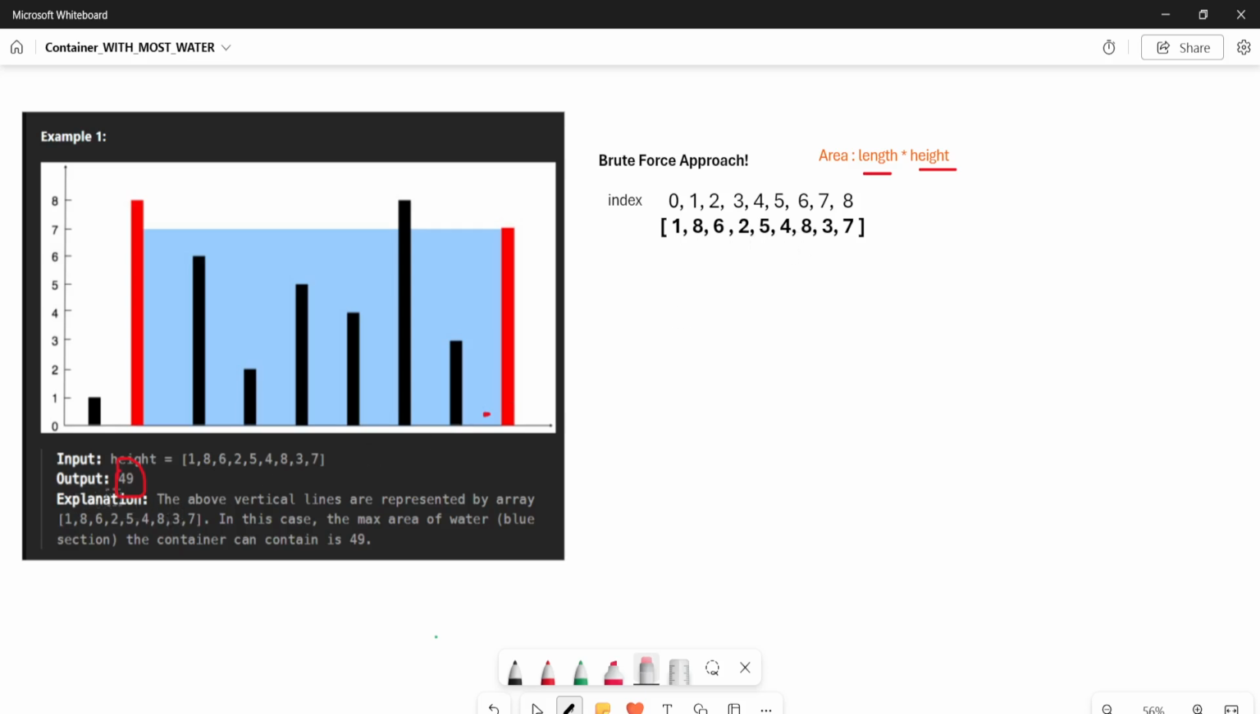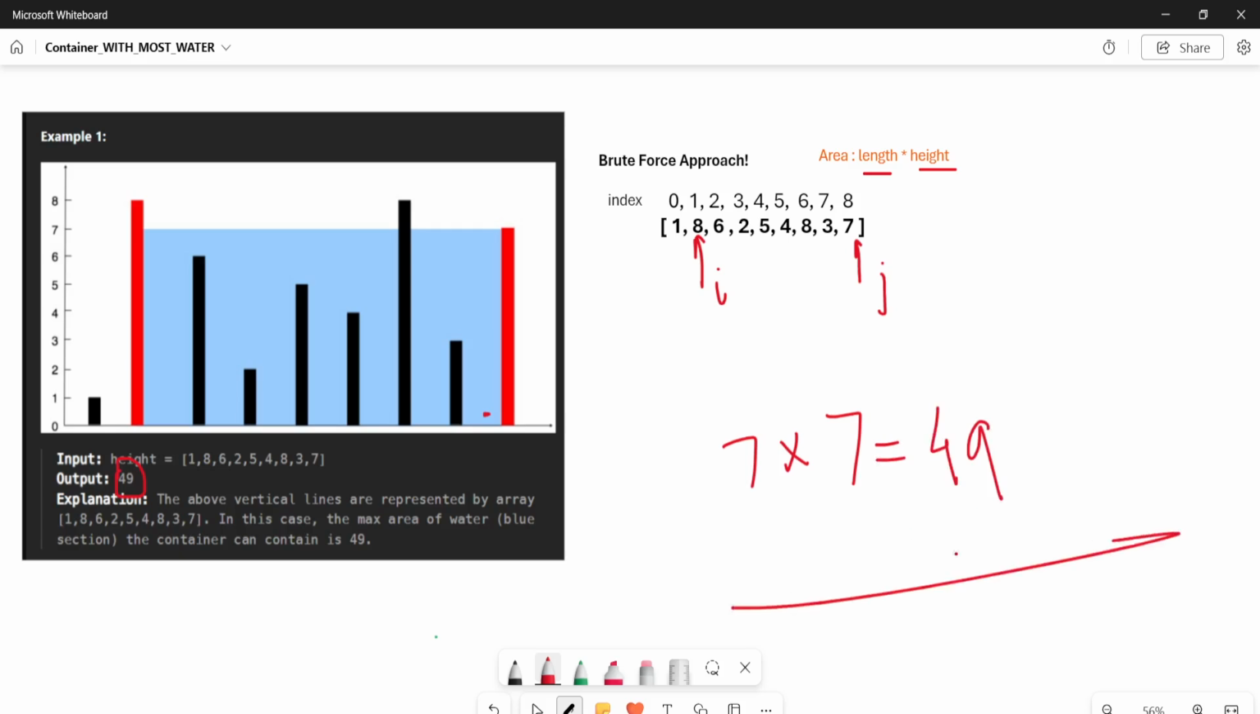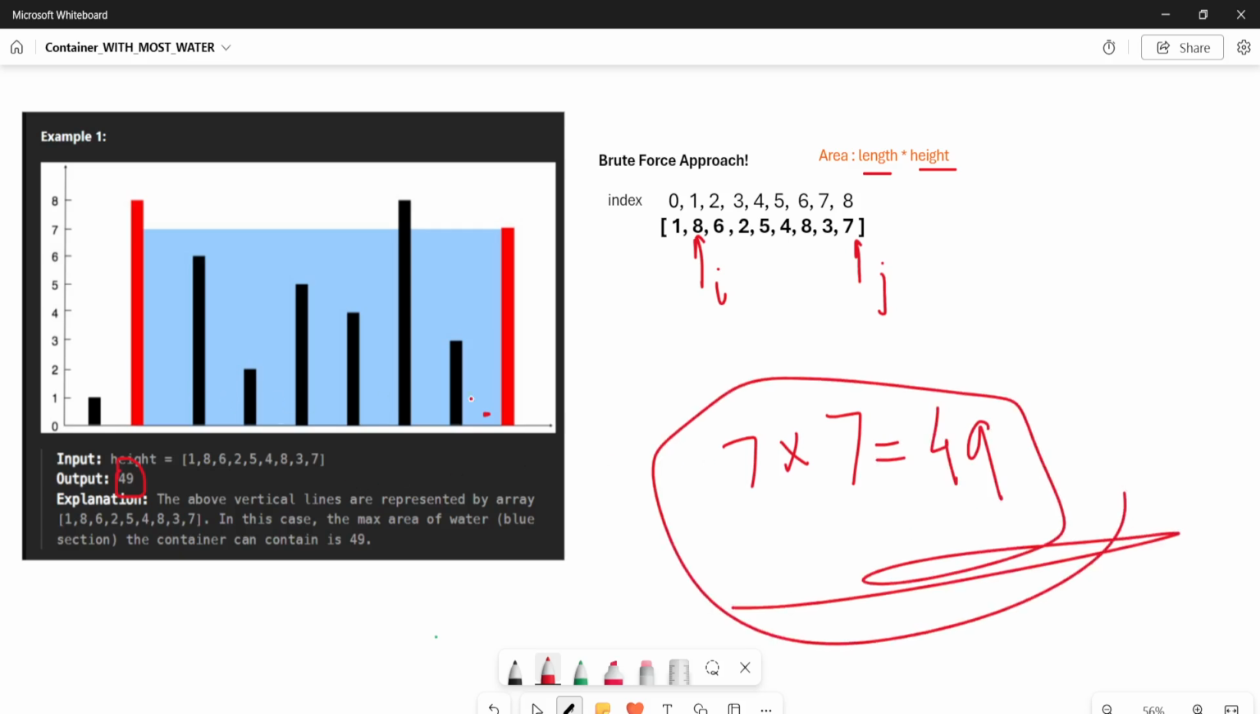So here it is written 49, and if we see the 8 and 7, the red ones, right? These are making the biggest area. So let's understand this. One point is here, one point is here. So this is nothing but i, and this is nothing but j, right? If we take the difference, 8 minus 1 is 7, and the minimum between 8 and 7 is 7. So the area is 49. So this is the maximum area in which we can store the water, right? So this is the answer for this question.